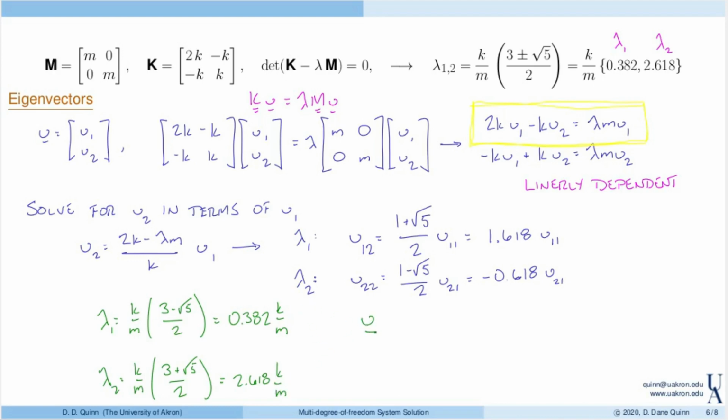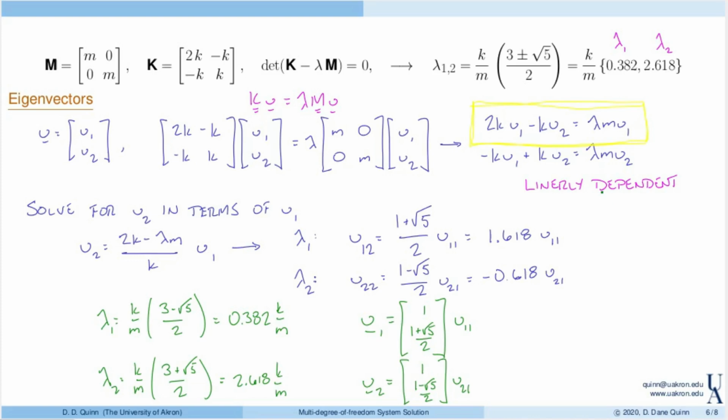And here, the first eigenvector is 1, and then (1 plus the square root of 5) over 2 times u11. Again, u11 is just u11, u12 is this quantity. And then looking at the second eigenvector, we have 1 and then (1 minus the square root of 5) over 2 times u21.